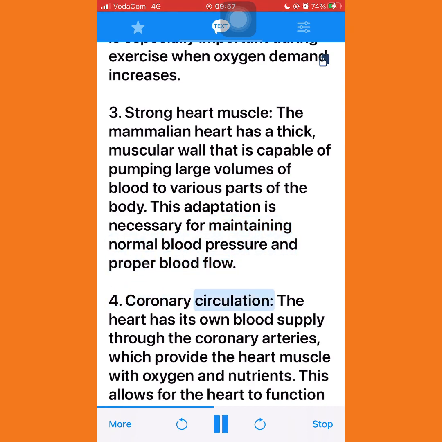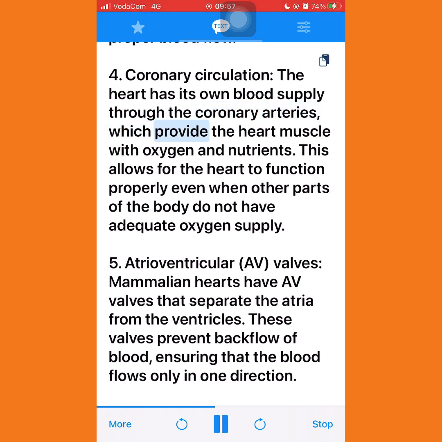4. Coronary circulation. The heart has its own blood supply through the coronary arteries, which provide the heart muscle with oxygen and nutrients. This allows for the heart to function properly even when other parts of the body do not have adequate oxygen supply.